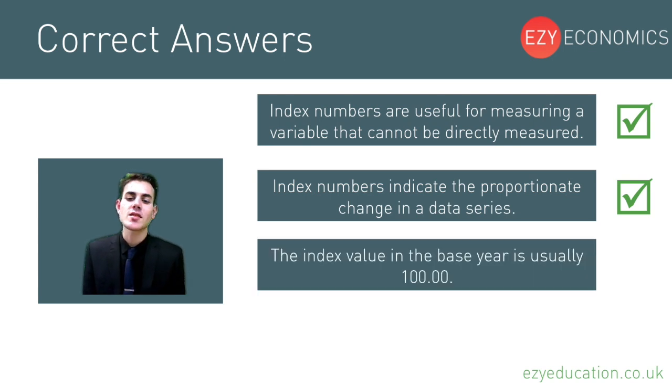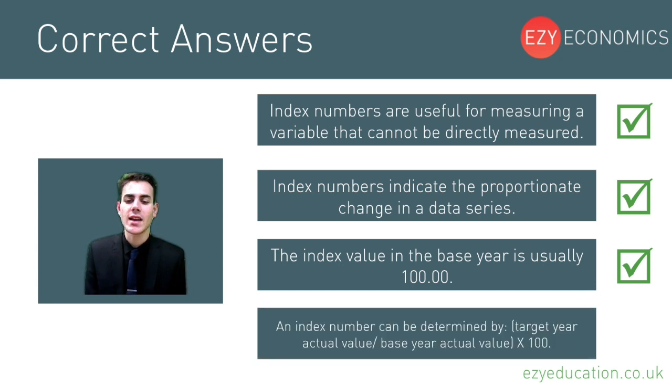The next statement is that the index value in the base year is usually 100. Well, this is always the case. This is because to calculate index numbers, you have to divide the value in that given year by the base year value. So clearly, if we want to find the index value for the base year, you'd just be dividing its value by itself, and that would give you 1.